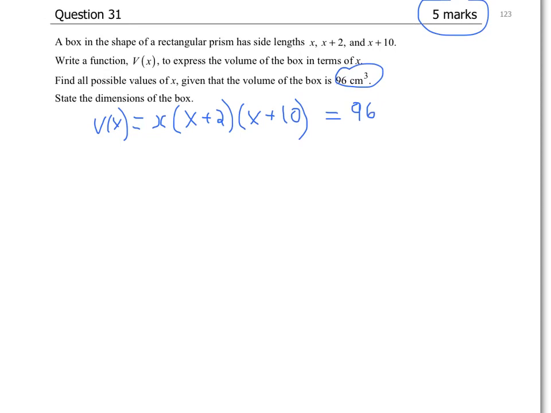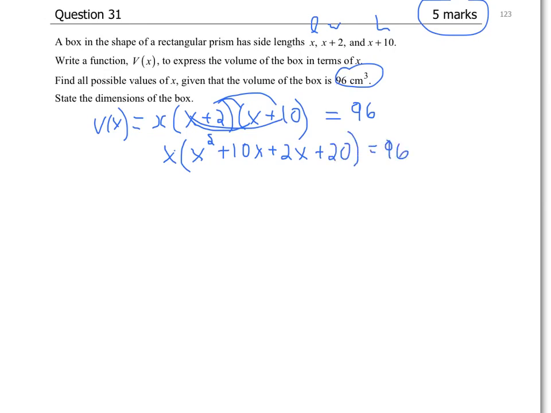So we want to state the dimensions of the box. I'm using x to represent length, width is x plus 2, and height is x plus 10. So basically we have an equation that we need to solve. When I solve these types of equations, I prefer to do the binomial expansion first. So I'll keep the x outside, and I'll expand: x times x is x squared, x times 10 is 10x, then we got a 2x, and then 2 times 10, which is 20.